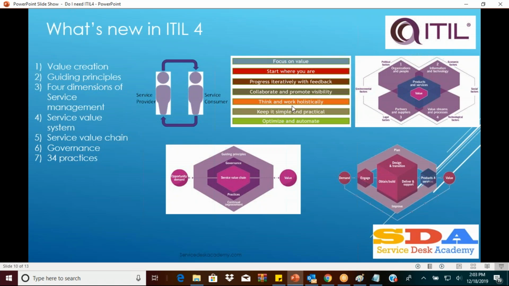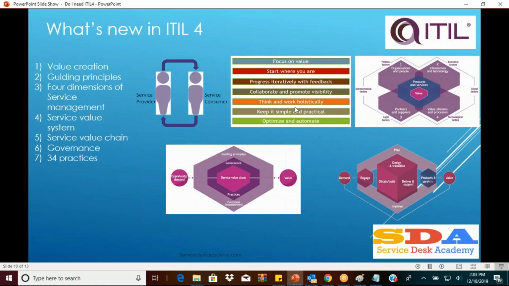And think and work holistically. Think about the service holistically, not as silos, right? Keep it simple and practical. Ensure that you have just the minimum number of steps needed to provide the value the customer is expecting. Don't make things very exhaustive or complex. Make it very simple. And optimize and automate, which talks about efficiently utilizing your resources and services and automating wherever it is possible.